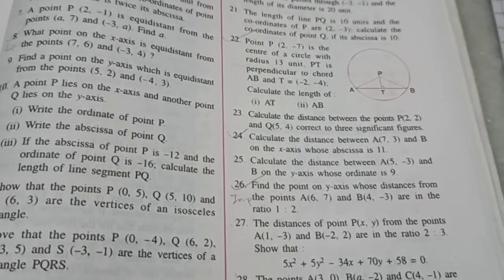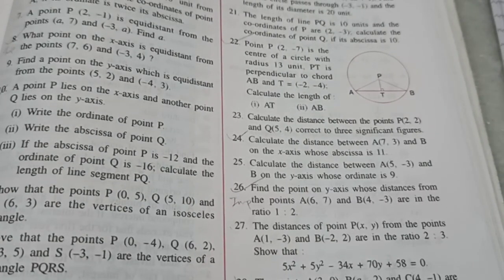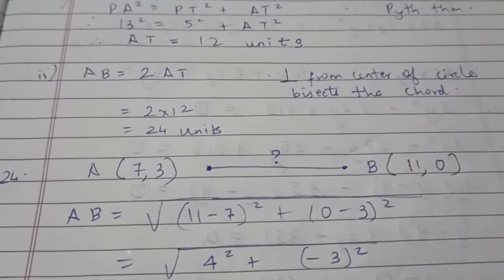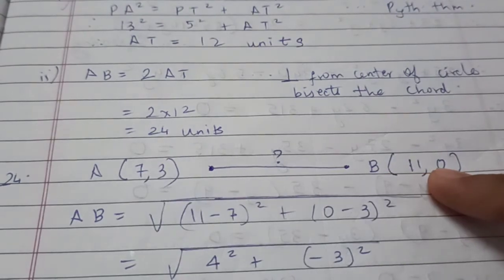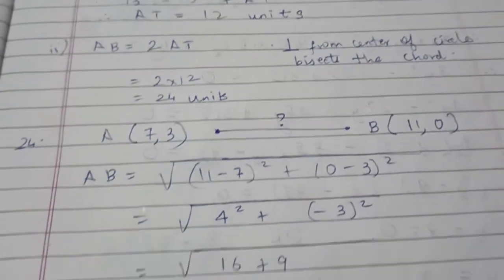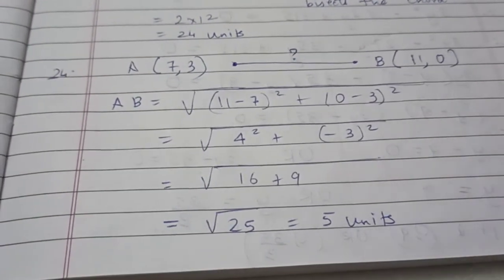Next, the 24th sum. Calculate the distance between A and B. Now, they are saying that B is lying on the x-axis. That means the y-coordinate is 0. And its abscissa is 11. So, great. So, B's coordinates are actually 11, 0. So, indirectly, they've made the sum very simple. A's values are given, B's coordinates are given. Find the distance by distance formula. Done. Answer is 5 units.